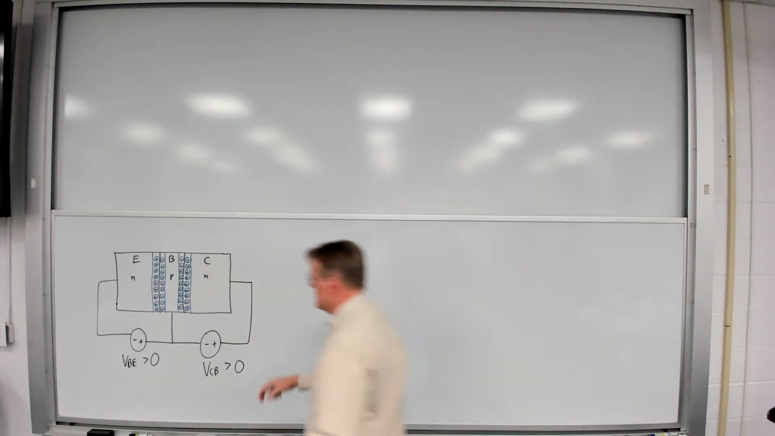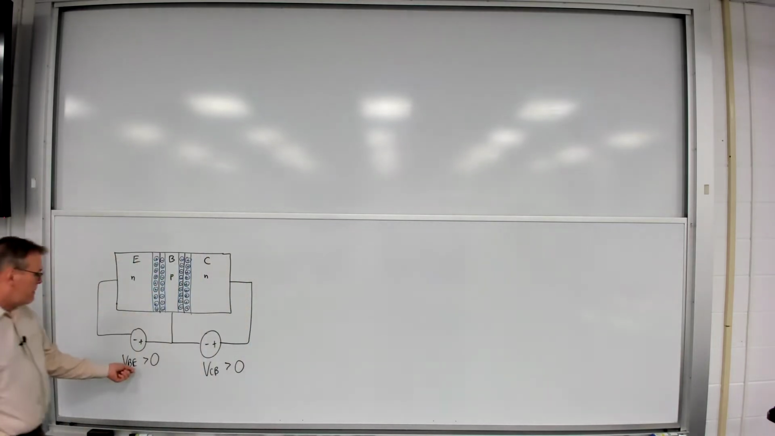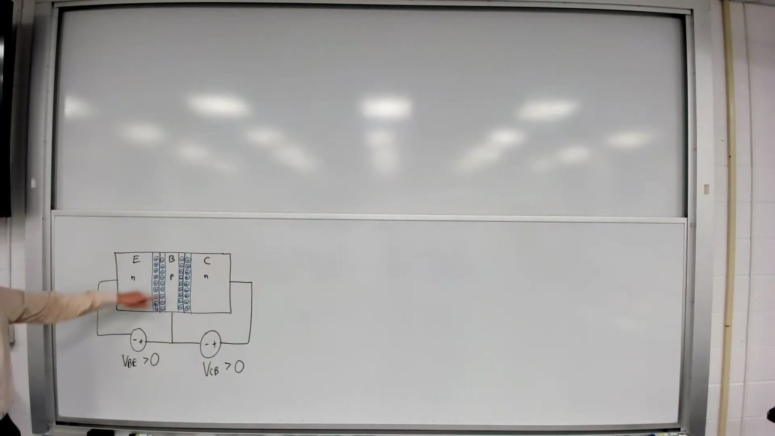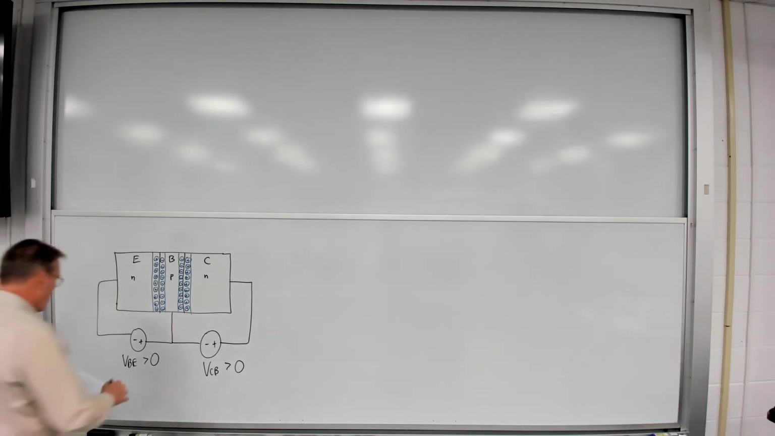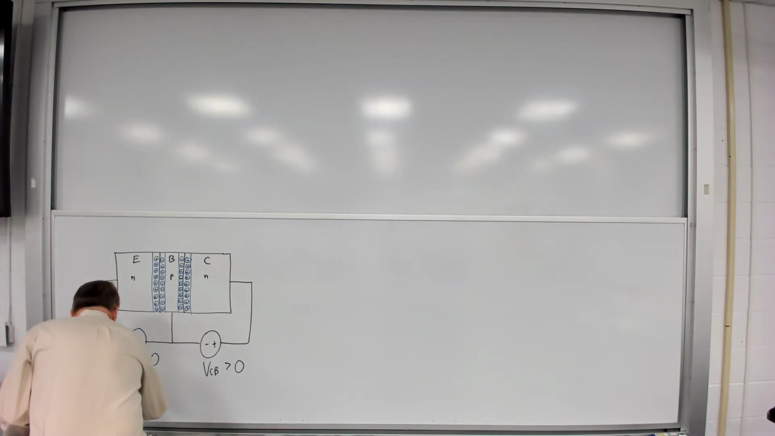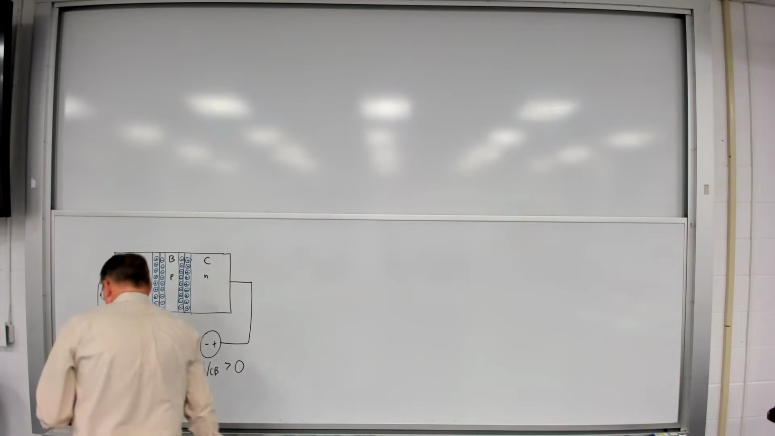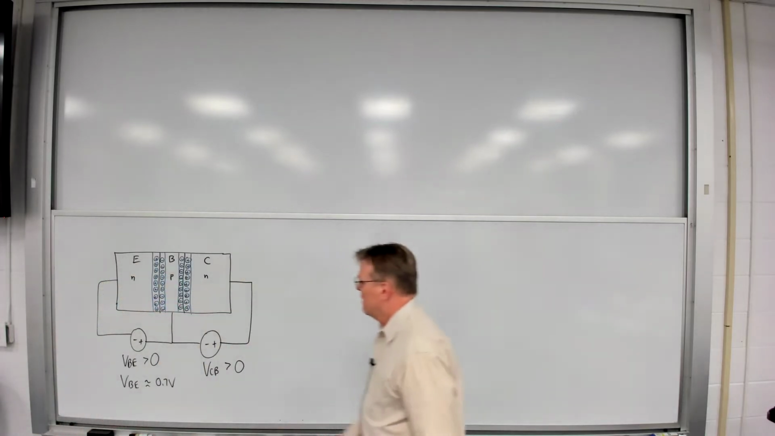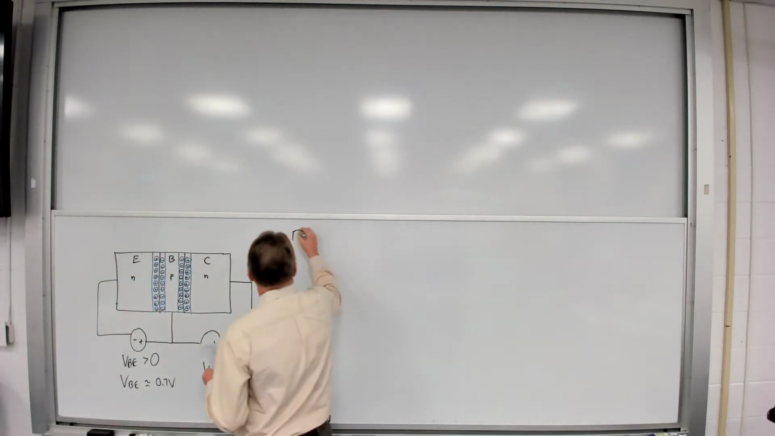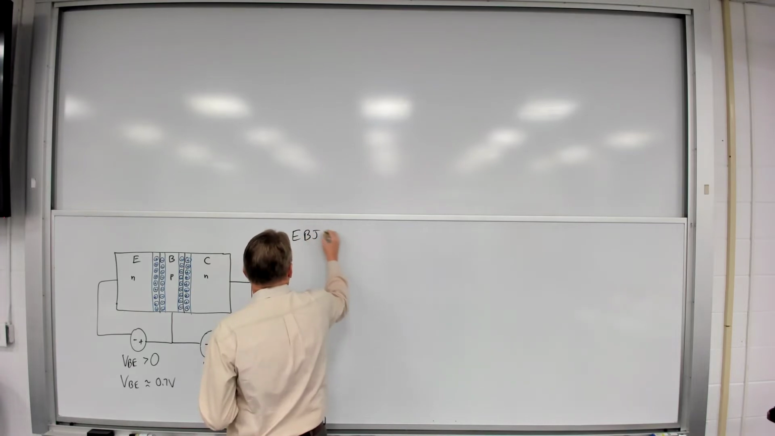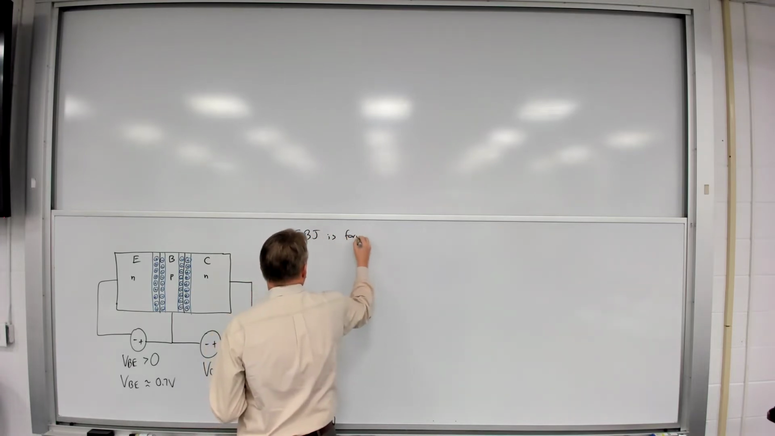So if we look at this, I'm going to take VBE and increase it to the point where I forward bias this PN junction between the base and the emitter, which means that VBE is going to be approximately 0.7 volts. So the emitter-base junction is forward biased.